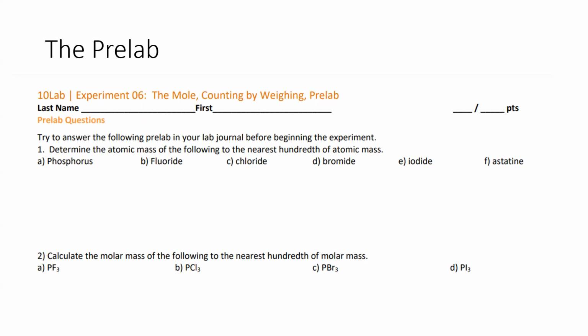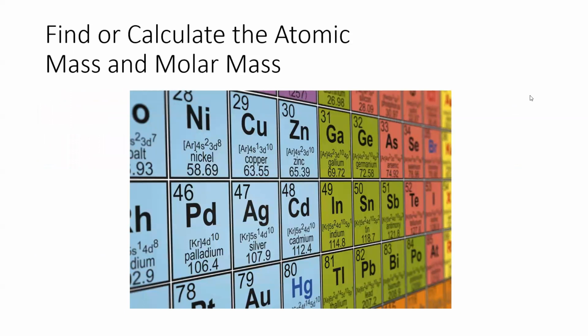The second question is asking you to calculate the molar mass of the following to the nearest hundredth of molar mass. We're still going to get the values for the mass of each of the individual elements from the periodic table, but because it's molar mass, the units are grams per mole. So just as a reminder, from the periodic table, you can find the mass, and that can be written in atomic mass units for the mass of an individual atom of an element, or in molar mass for the mass of a mole of atoms.